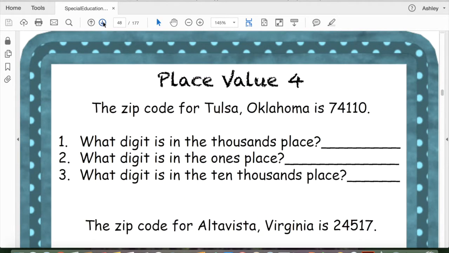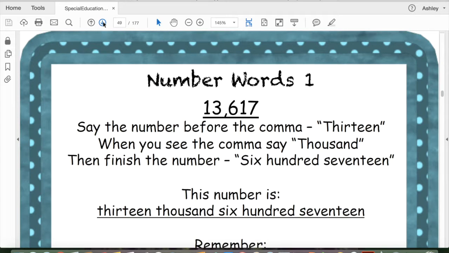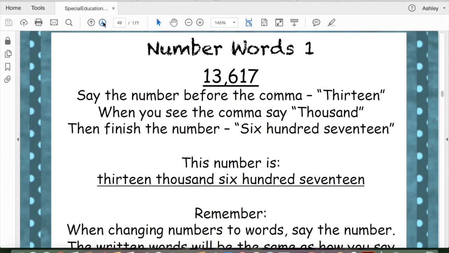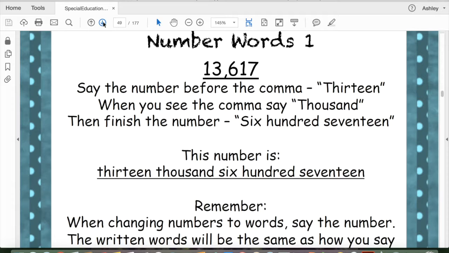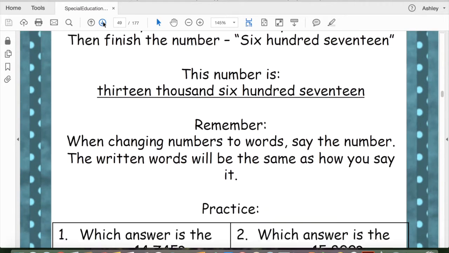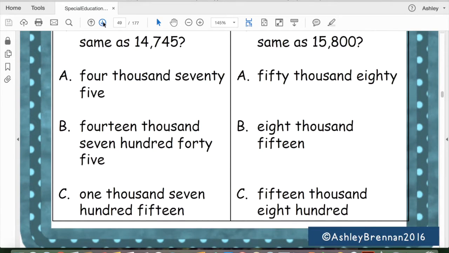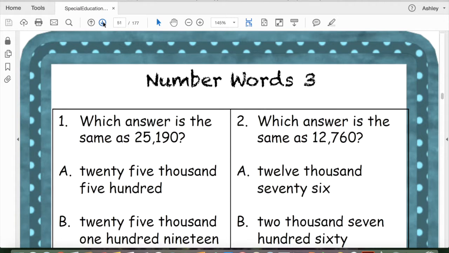What numbers are in the hundreds place, tens place, ones, thousands, 10,000s. Alright, number words. It gives you an example. Say the number before the comma, 13. When you see the comma, say 1,000. So again, tips to help you teach. And then these are multiple choice questions for number words.